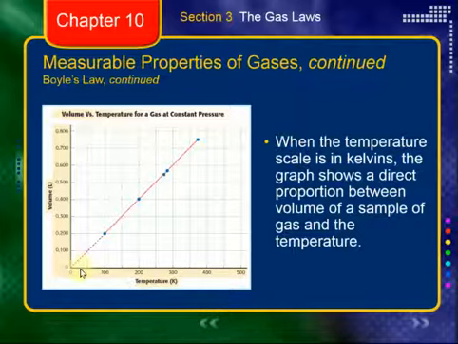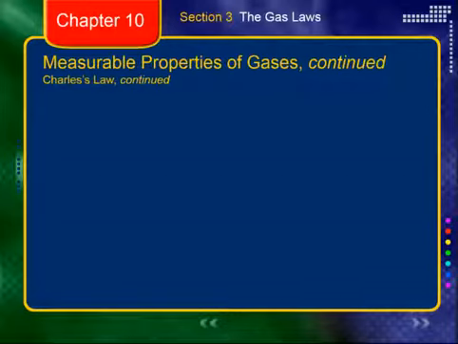The other thing I want to point out, remember this is a direct relationship, and it forms a straight line. The inverse relationship created a curve, right? It created a curve. This is a straight line because it is a direct relationship.